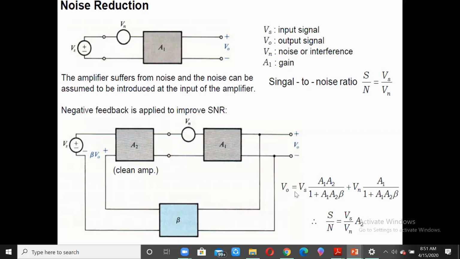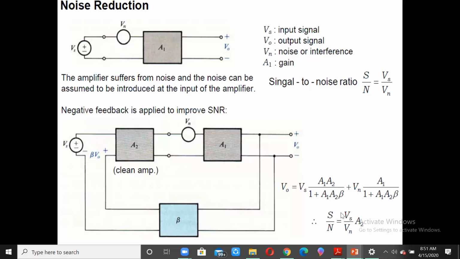Now, if you take the signal to noise ratio of this, that will just give us Vs by Vn into A2. This is the signal and this is the noise. So if you divide S by N, you get Vs by Vn into A2. It just means that the signal to noise ratio is increased by the gain of the clean amplifier we are connecting over here.